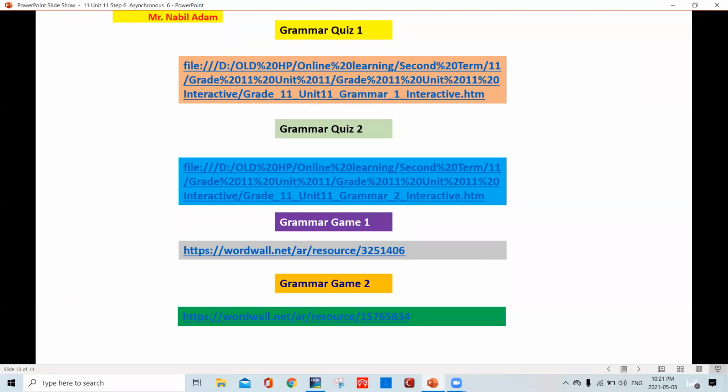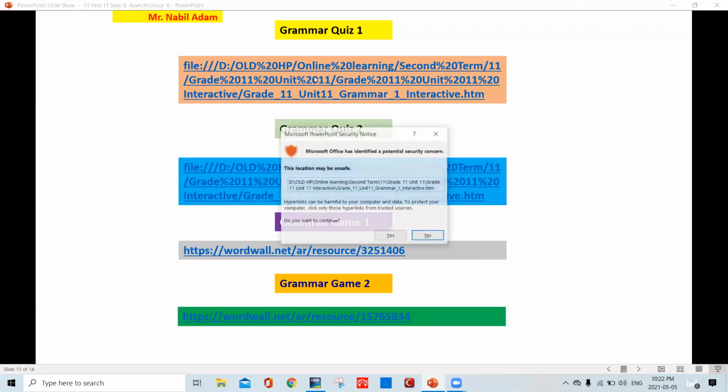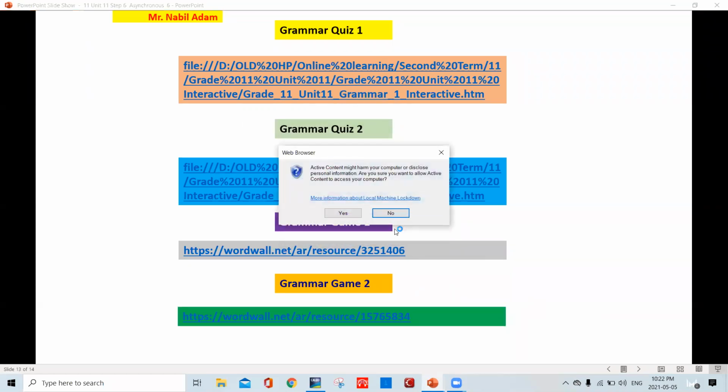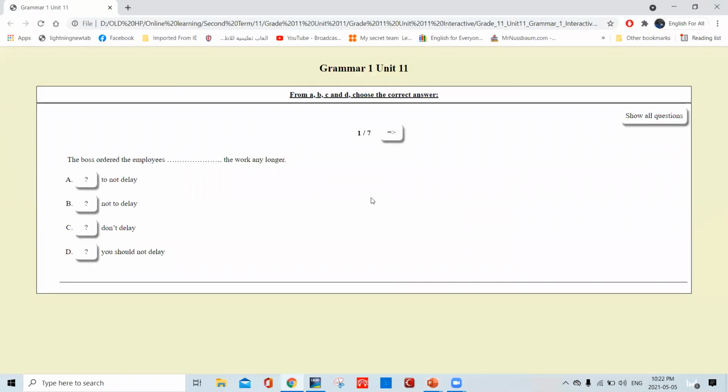Okay, now it's time to do some quizzes and play some games. Be ready. Here we are going to do the first grammar exercise or quiz. I'm going to click on this link, so we'll open a website to answer some grammar questions concerning what you studied in Unit 11 or in other previous units. Okay, let's see who can do this exercise with me.